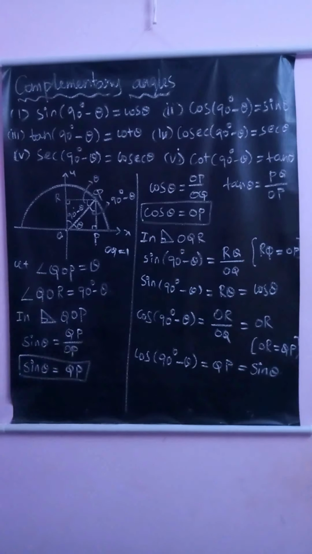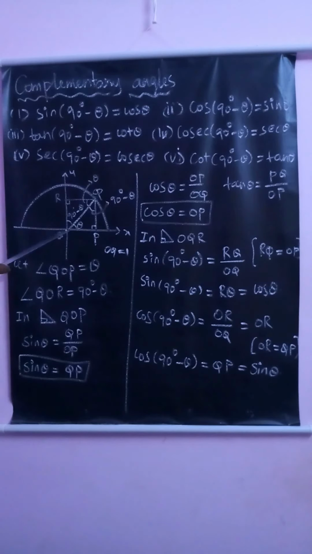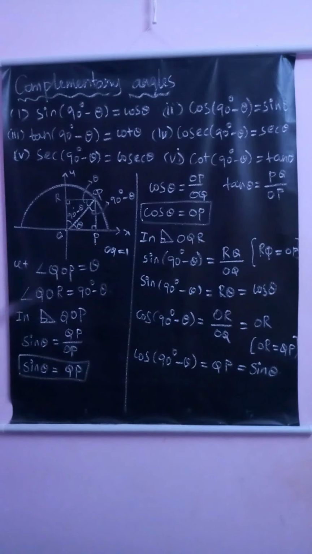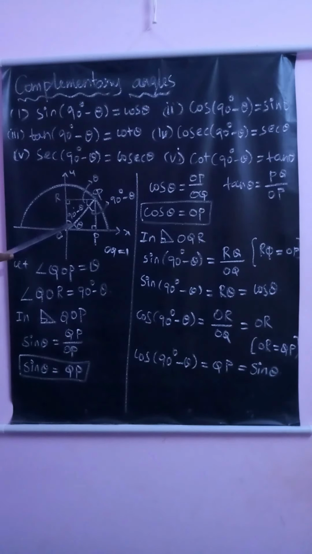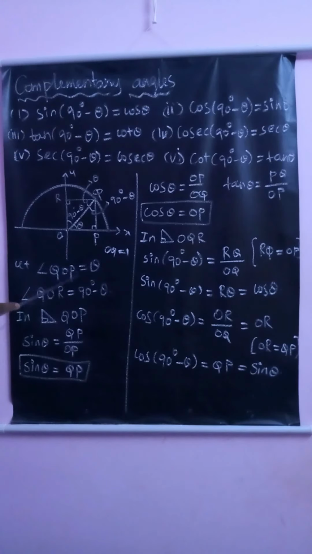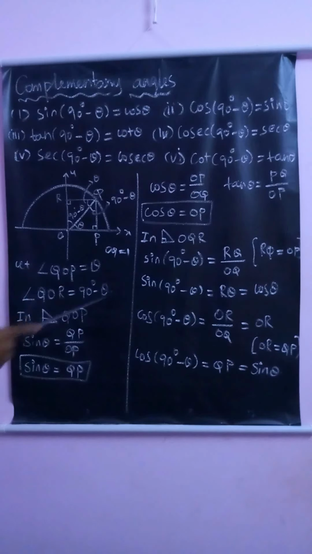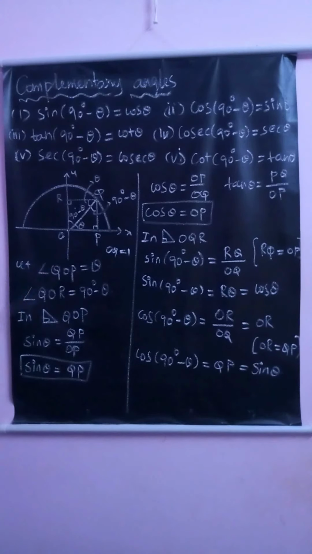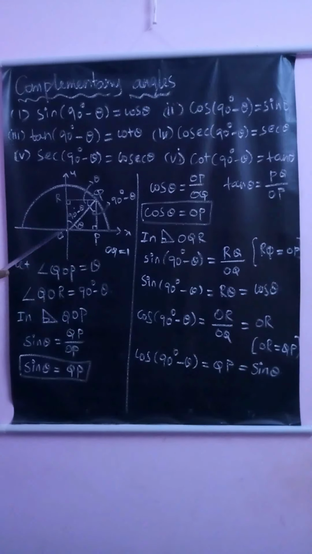So OQ makes the angle theta with the x-axis, and the angle at the intersection of the two axes is 90 degree. This angle is theta, and this other angle is 90 degree minus theta. So let angle QOP equal theta, and angle QOR equal 90 degree minus theta. First we take the right angle triangle QOP.